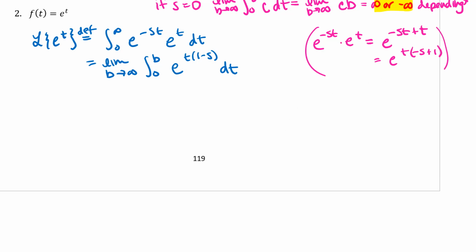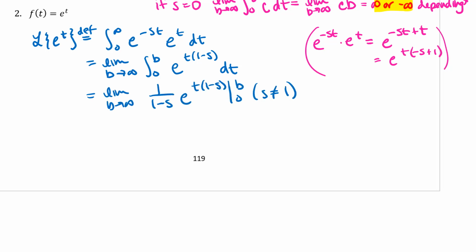Okay, so now we're going to go ahead and do this integral. Again, there's a u substitution. I'm integrating with respect to t. I would let u equal the exponent. And so thinking about what you get for your du, you're going to end up with this factor of 1 over 1 minus s out front. So again, like the last problem, that works as long as that denominator is not 0. Okay, so I'm going to plug in my limits of integration, and then we're going to evaluate this limit.